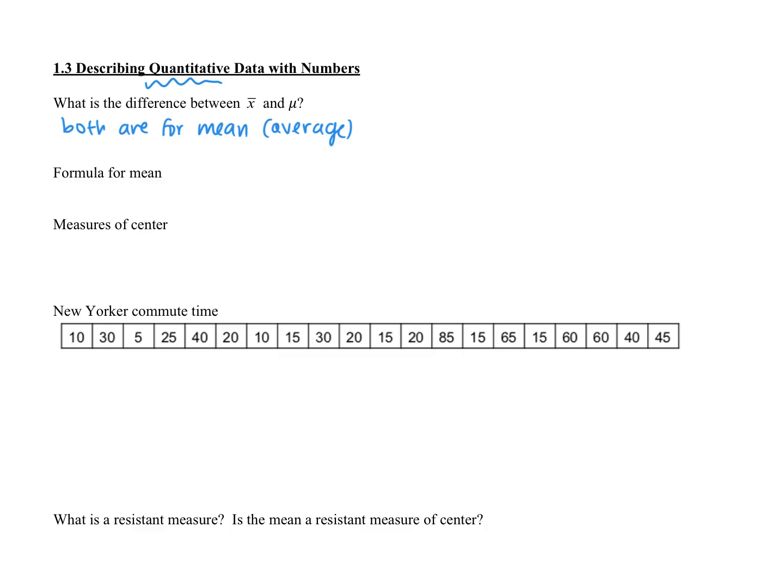Here is the difference though. X bar is the sample mean, so if I were to take the average for a sample, whereas mu is the population mean. So you're going to use the symbol based on whether you have the sample or the population. 99% of the time, you have a sample, not the population.